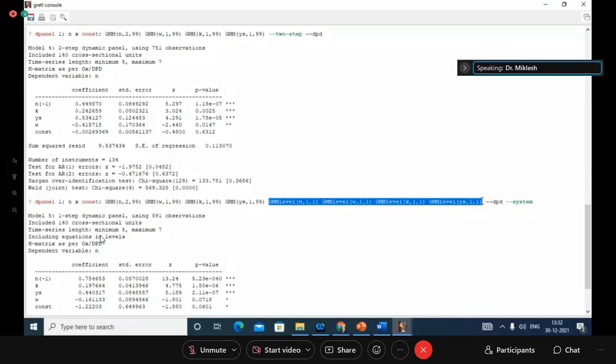Okay, sir. Sir, this means in system GMM we are actually solving simultaneous equations? No, simultaneous is something different. We are not talking about simultaneous. Simultaneous is purely a different approach. Sir, means two equations at the same time? Yes, two equations at the same time. You can say like this. Okay, sir. Thank you, sir.